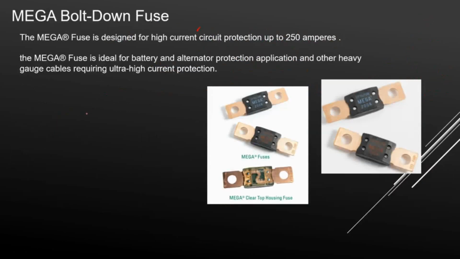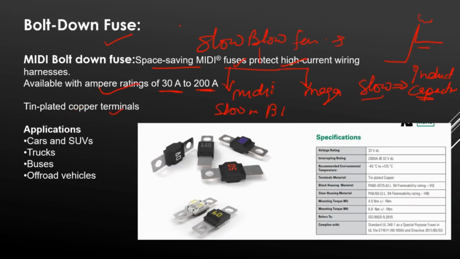So this is the material: tin plated copper terminals. Applications: car, SUV, truck, buses, off-road vehicles. And here is your MIDI fuse, 80 amps, 150 amps, 200 amps. Here this is the casing, I will show you. These are the bolt down, we also call it like this. Sometimes we have the clear spacing also, sometimes not the clear spacing. Here is the specification.